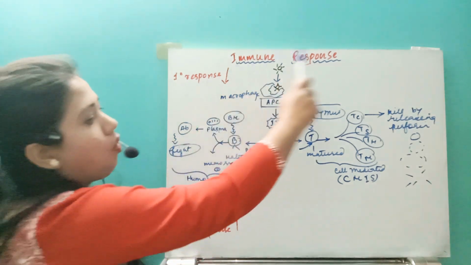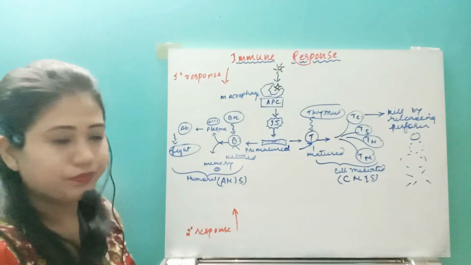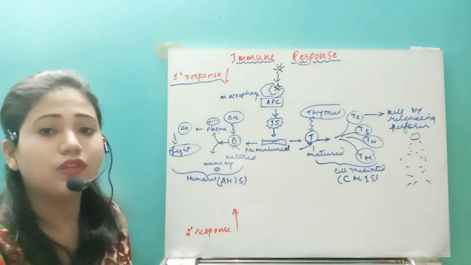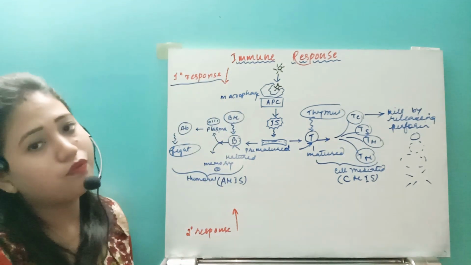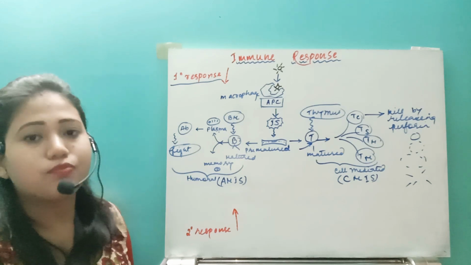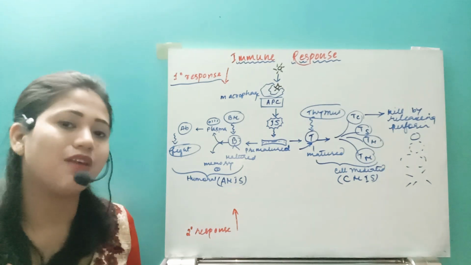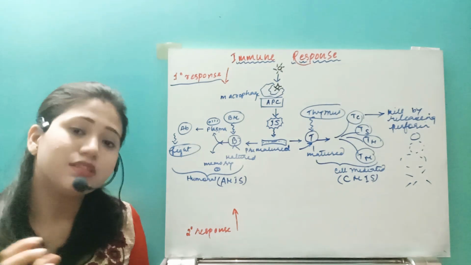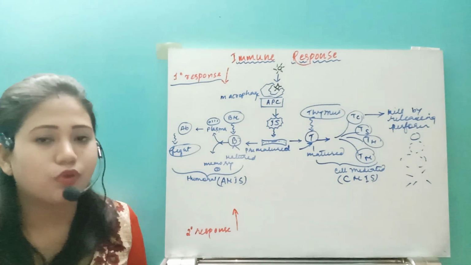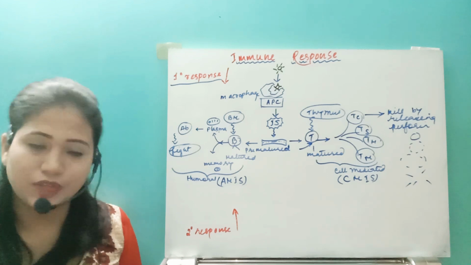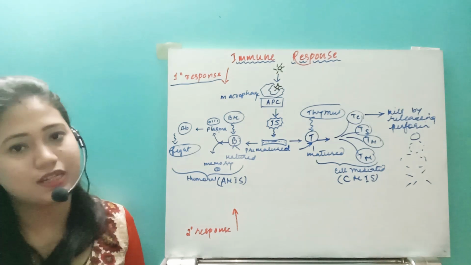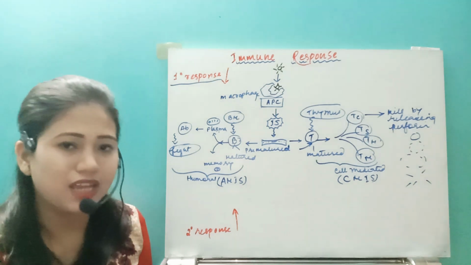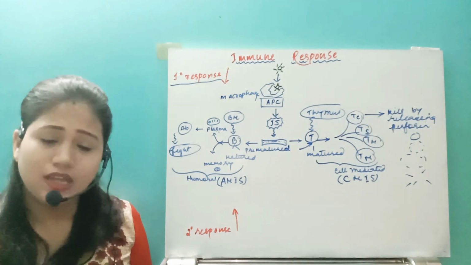So whenever all these things are happening, that is known as the primary response. Maybe within that period of time we already have lots of pathogens, they have already started killing our cells, and our body becomes sick. That means we may suffer from that disease. Okay, so this is the primary response, which is a delayed response, right?